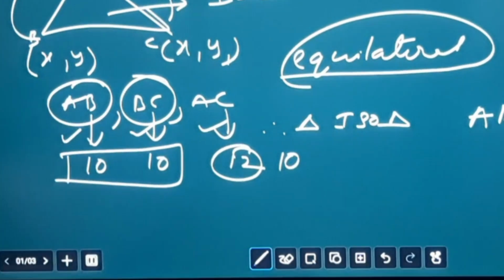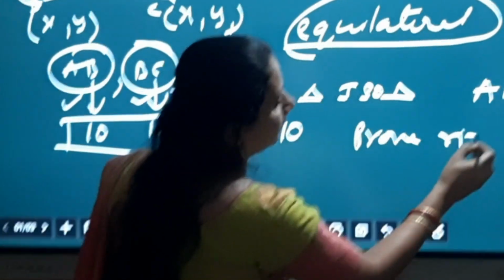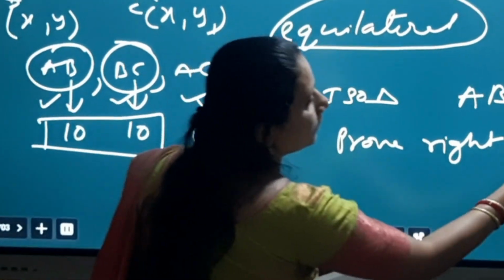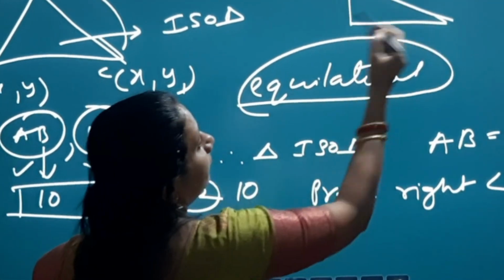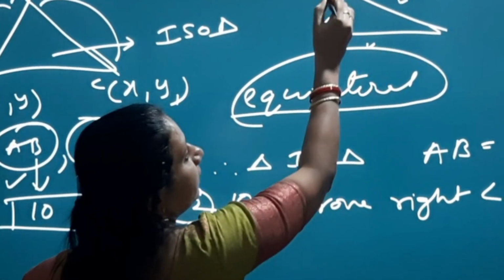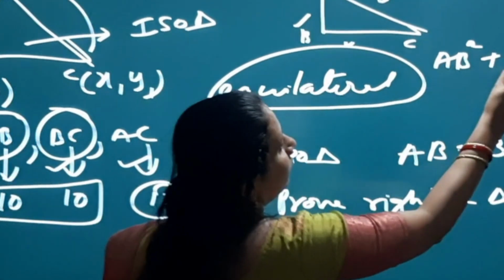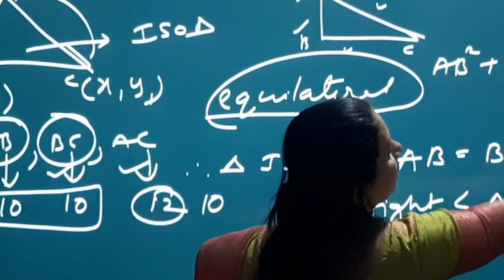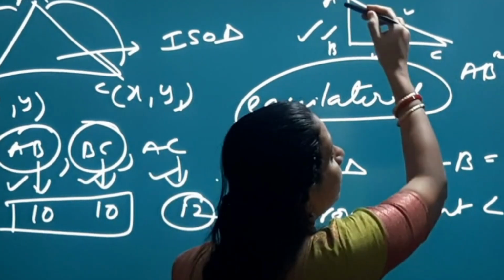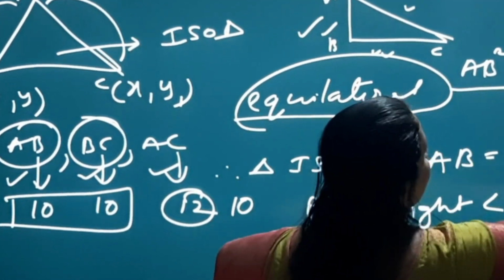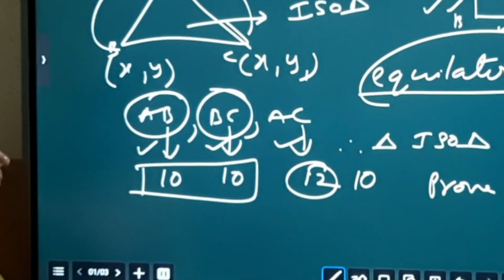And the third case, they can ask to prove it is a right angle triangle. So what is the condition for a right angle triangle? Here in a right angle triangle, we have three sides where the sum of the squares of two sides is equal to the square of the third side, that is AB square plus BC square is equal to AC square. Then we can consider that it is a right angle triangle. So this way we can prove a right angle triangle.